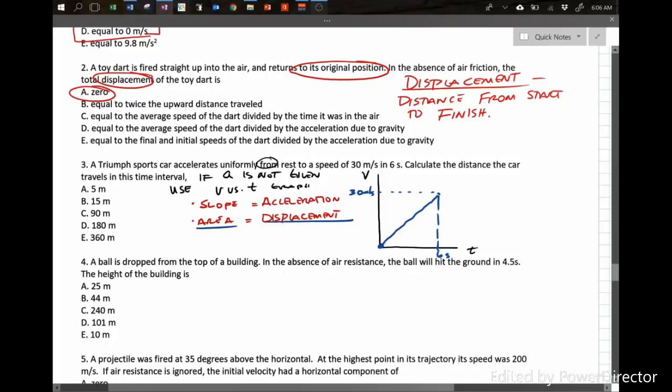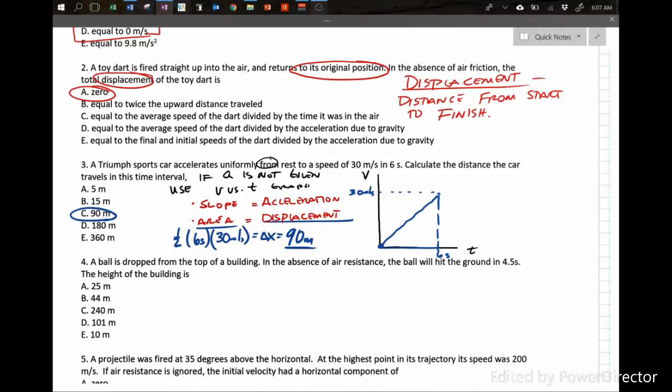Well, that area is the area underneath the velocity curve, or in between the velocity curve and the time axis. So it's that triangle right there. So it's 1/2 the base of the triangle, 6 seconds, times the height of the triangle, 30 meters per second. That makes the displacement 1/2 times 6 times 30, or 90 meters. Using the graph is usually a much quicker way to go through a problem where you don't have the acceleration.